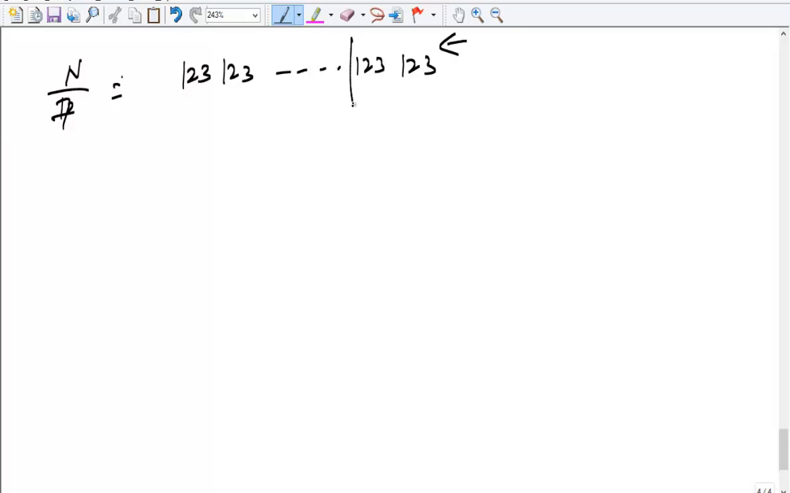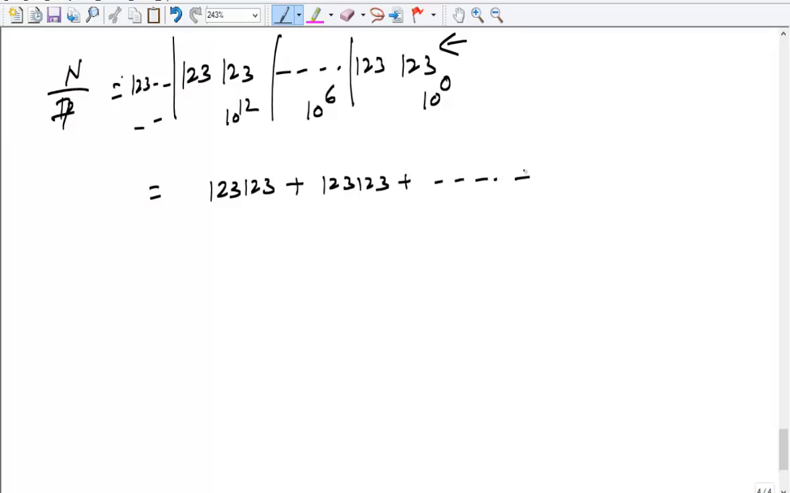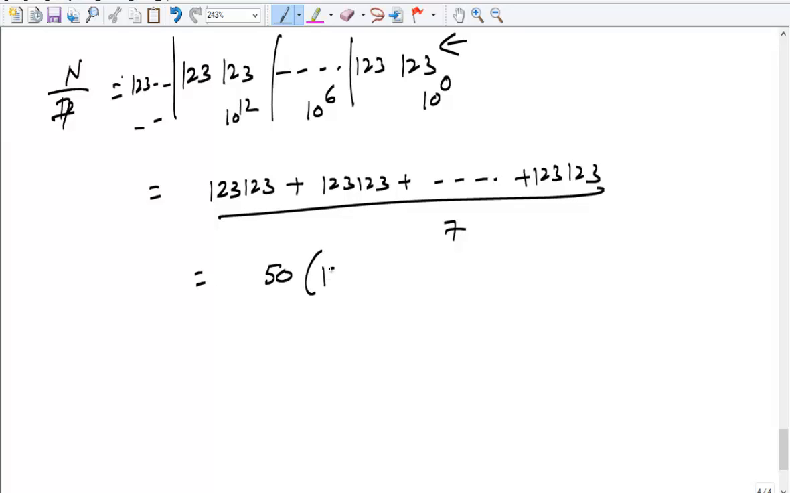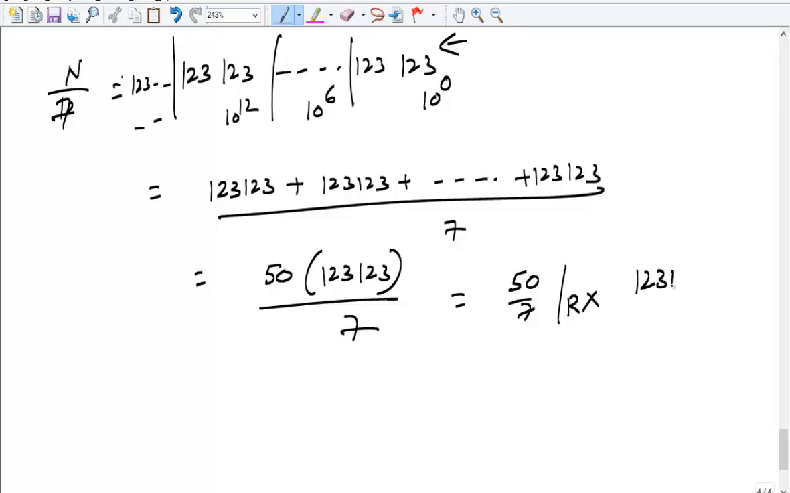Now instead of dividing this with clubs of 3, you can divide them into clubs of 6. So this club is multiplied by 10 power 0, this by 10 power 6, this by 10 power 12, and so on. Now 10 power 0 by 7, the remainder is plus 1. 10 power 6 by 7, the remainder is plus 1. 10 power 12 by 7, the remainder is plus 1. So it means this is nothing but 123123 plus 123123 plus and so on. That is 50 times 123123 divided by 7. Now we can take the remainder of 50 by 7 times the remainder of 123123 by 7.